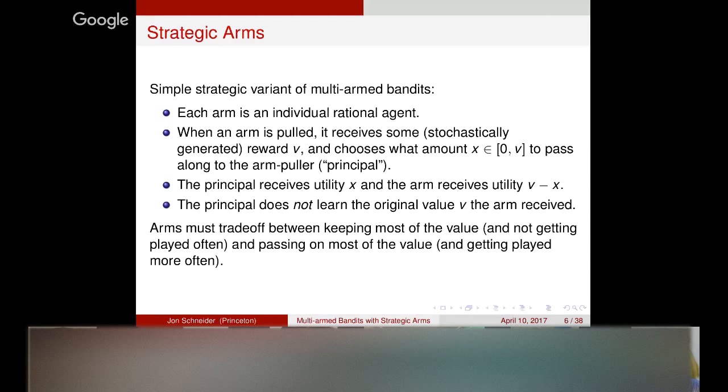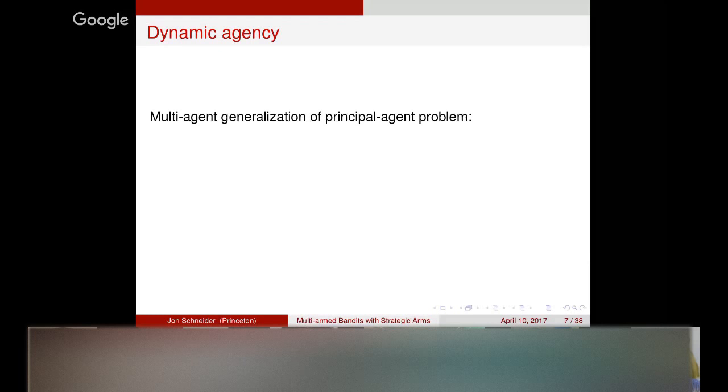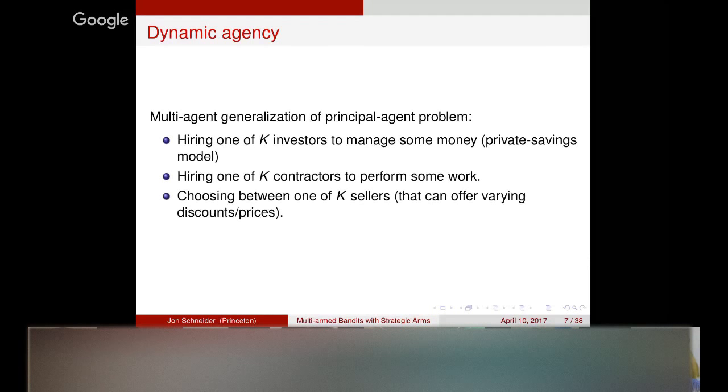There's an inherent trade-off here between the arm keeping most of the value, in which case it'll get more value but get pulled less, and passing on most of the value, in which case it'll get played more often but doesn't get as much value. In addition to being a generalization of multi-armed bandits in the strategic setting, it captures a lot of aspects of the principal-agent problem with many agents. For example, there are models where this can model hiring one of K investors to manage some amount of money, or hiring one of K contractors to perform some work, or choosing between one of K sellers that can offer varying discounts or prices.